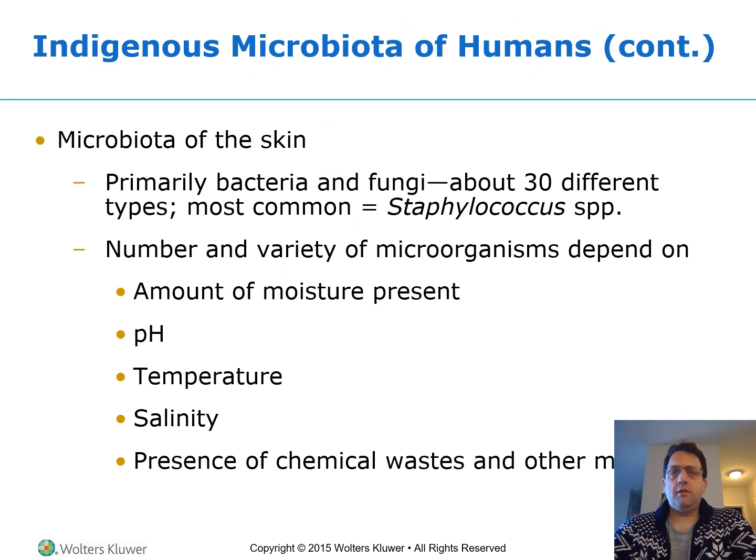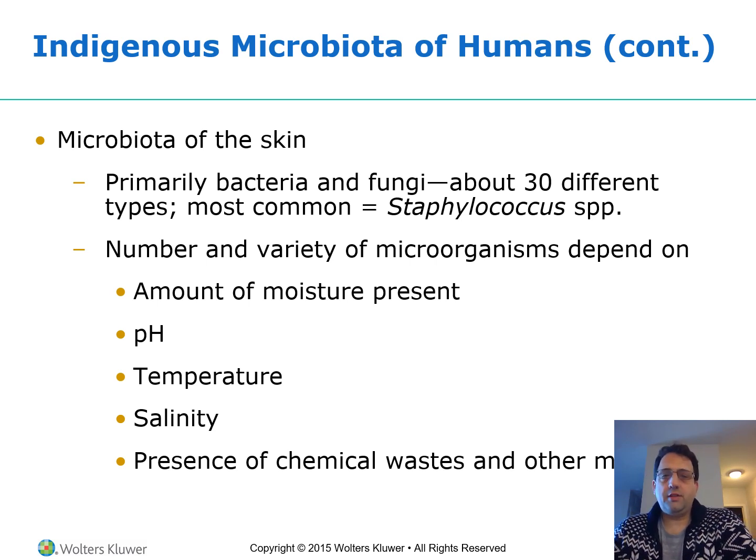Now the skin microbes, mostly bacteria and a little bit of fungus. There are all sorts of them, but the most common groups belong to the Staphylococcus species. So things like Staphylococcus aureus, Staphylococcus epidermidis, that live on your skin all the time. Now, how many there are and which versions there are depend on a number of things.